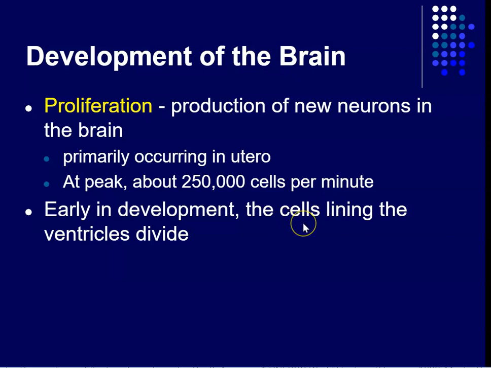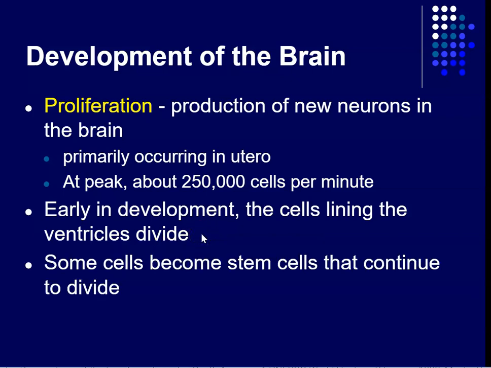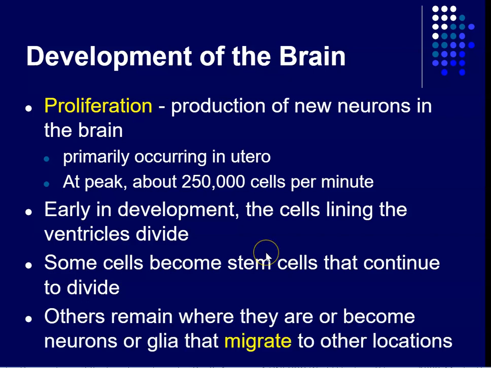Early in development, the cells lining the ventricles divide. Again, the brain at that point is really kind of a tube, and the ventricles are the hole in the middle of the tube. The cells right around the ventricles are where most of the cell division is occurring. Some cells there become stem cells that continue to divide and divide and divide and produce new cells. They continue the proliferation. Others stay where they are, or become neurons or glia that then migrate to other locations. That's the usual fate for these neurons.